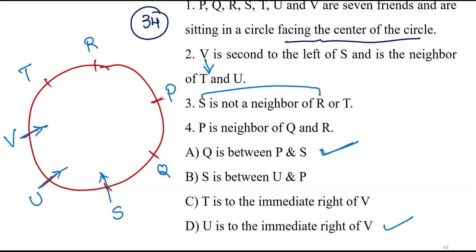Q is between P and S. We'll double check. V is second left of S. Yes, first left, second left V. V is neighbor of T and U, and T cannot be neighbor of S. So satisfied. P is neighbor of Q and R, but R is not neighbor of S. Perfectly suitable. As far as A and D, both are fine, but among these we still need to select something, and D is better, because it's not linear. No, this is a row. This is a circle. Between means from this side, there are many ways, clockwise and anti-clockwise. So the better option is D.